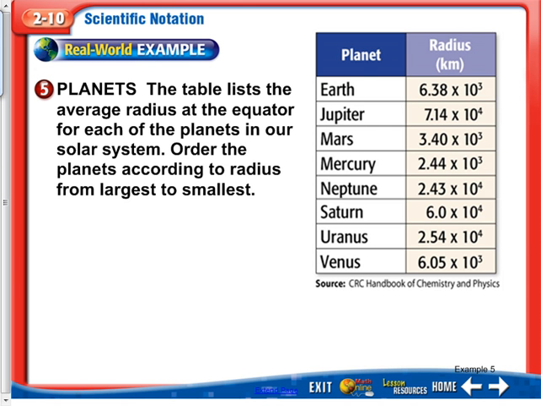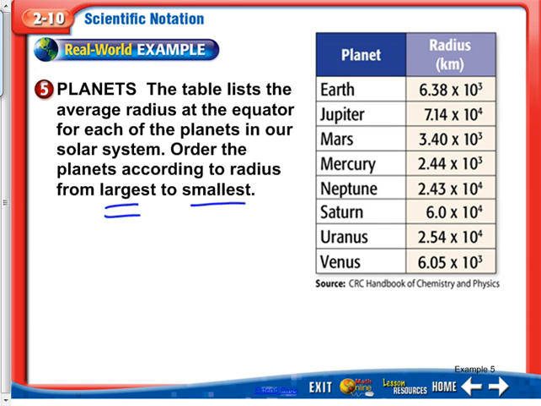All right, so we're going to do a little comparing here. The question says the table lists the average radius at the equator for each of the planets in our solar system. Order the planets according to the radius from largest to smallest. So we want the largest first. It says largest to smallest, okay?